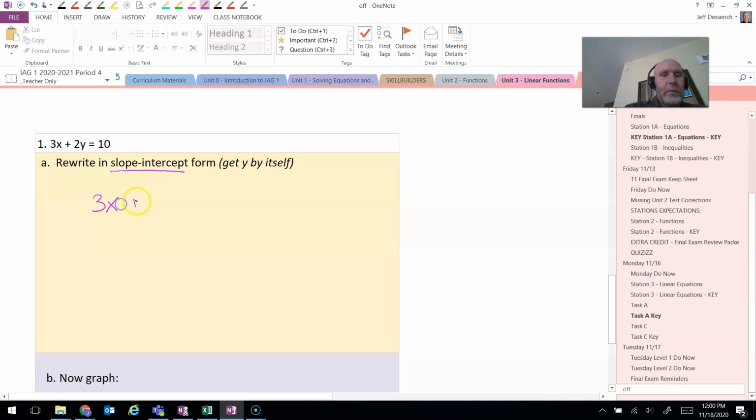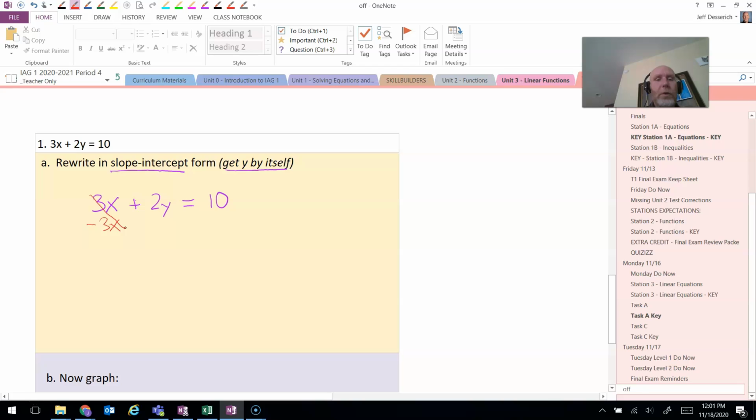I have 3x plus 2y equals 10. And they gave us a hint here: rewrite it in slope-intercept form by getting y by itself. So let's do that. The first step will be, we can't get rid of the 2 just yet because there's this 3x over here. So you may be thinking that we need to divide by 2, and that will be right, just not yet. We need to subtract this 3x from itself, and that goes away, which is good.